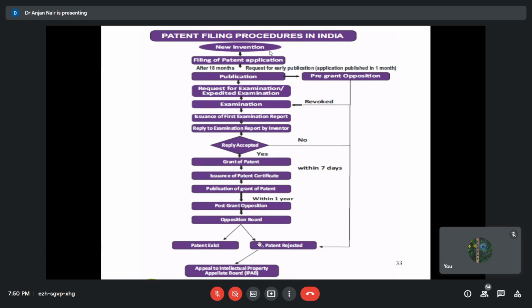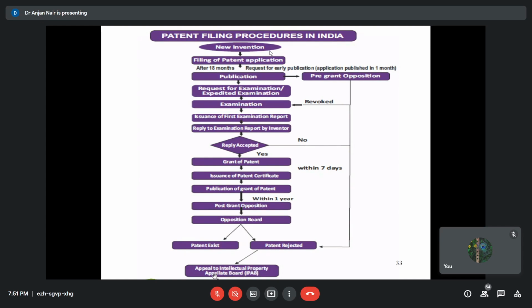Otherwise, if the complaint that has been received is not valid, then the patent will exist. If the complaint is valid, then the patent can also get rejected. Again, as an inventor, you can take one more step and file an appeal to the higher authority.